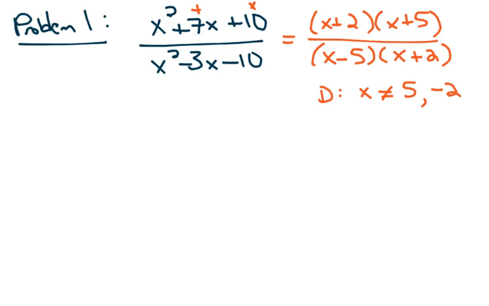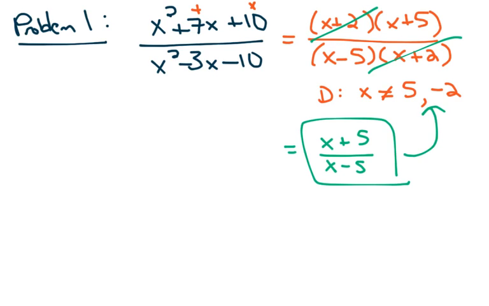That restriction on the domain carries over to the simplified version because these cancel. Remember, in the last unit, that would have given me a hole. And my simplified expression is x plus 5 over x minus 5, with x not being equal to 5 or -2.